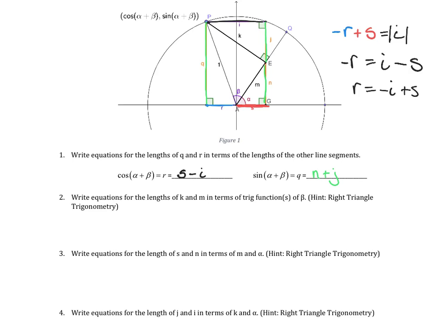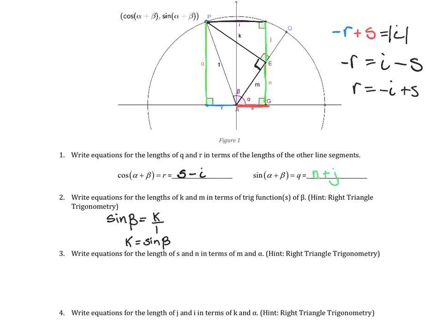So now it says write equations for the lengths k and m in terms of the trig function beta. So first we need to find k and m. Okay, so here's k and here's m, and we do have a right triangle here. And it says hint: right triangle trigonometry. So if I look at the angle beta, it looks to me like the sine of beta is k over 1. So really that tells me that k is the sine of beta.